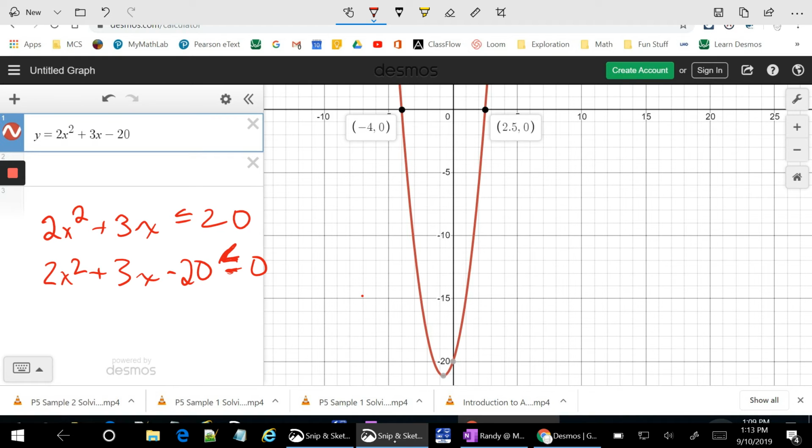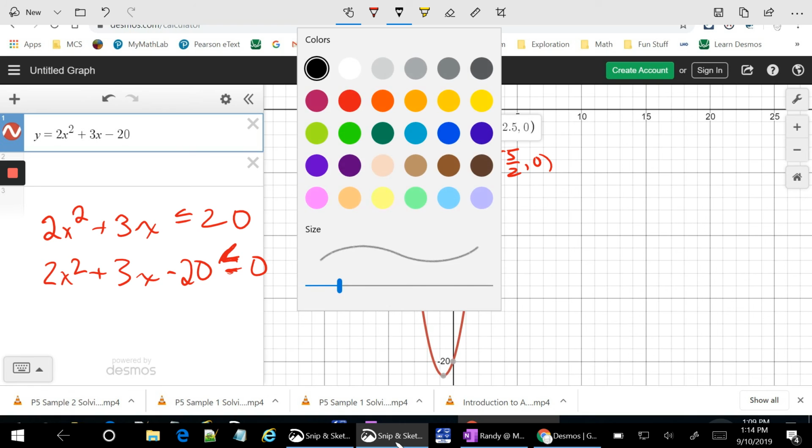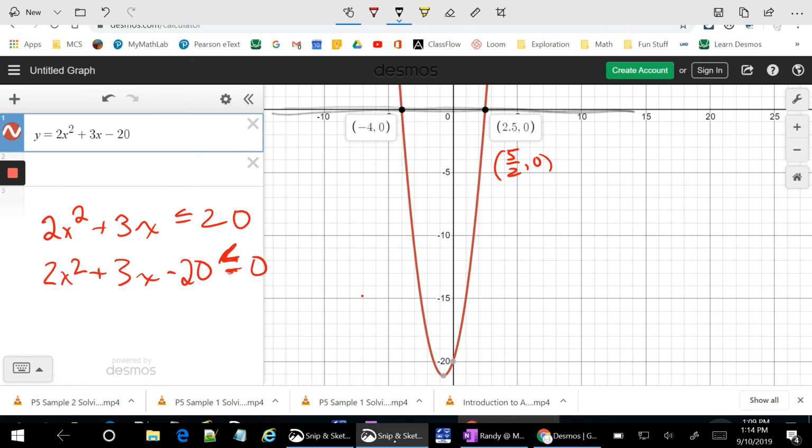I now see my x-intercepts are 2.5, 0, or 5 halves, 0 if you choose, and -4, 0. So those are the two. And then the question is, where are the outputs less than 0, or below the y equals 0? And remember that y equals 0 is that line right there. Right, so it looks like all the points are on this curve, so it looks like it's one continuous piece.